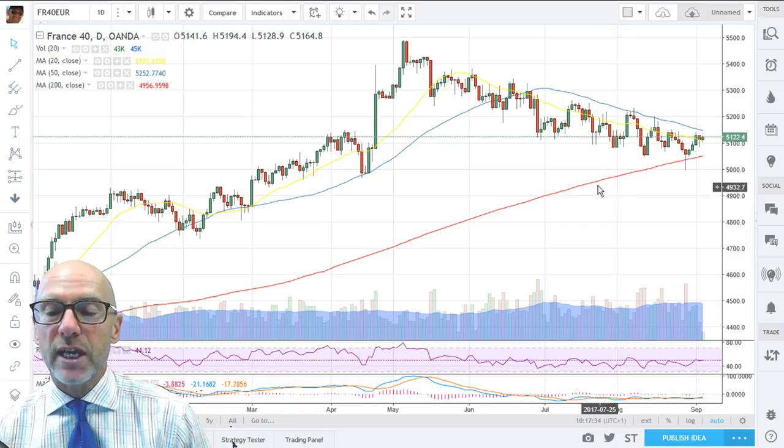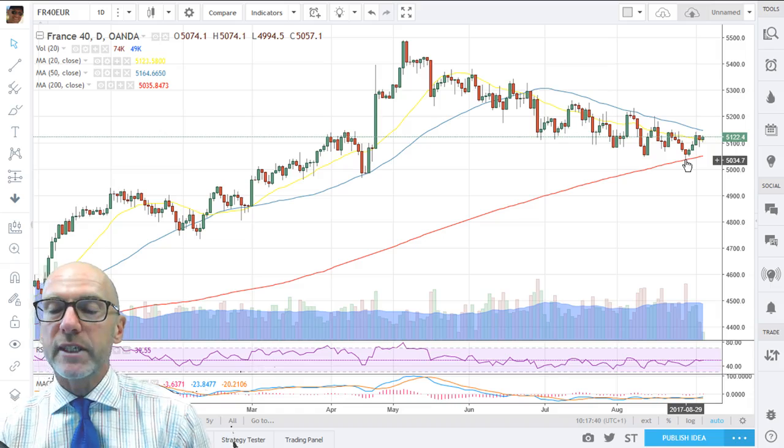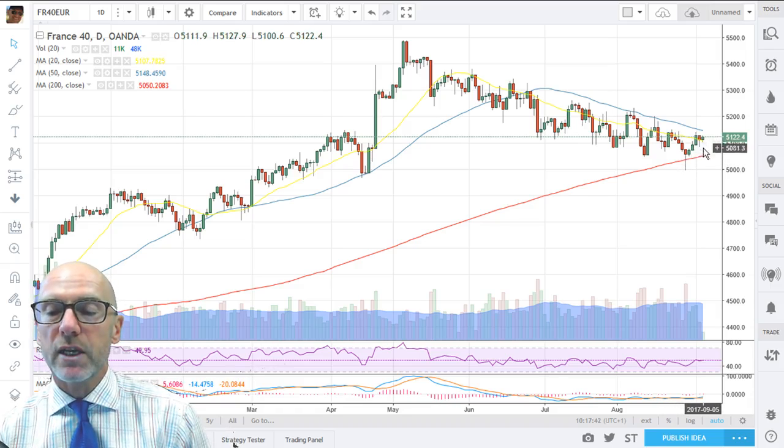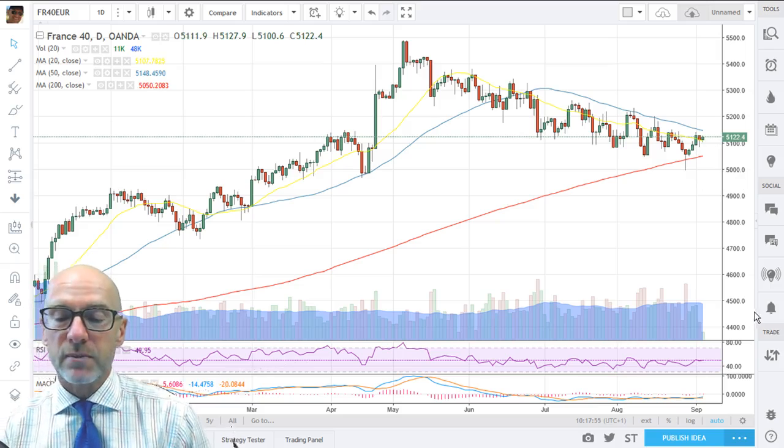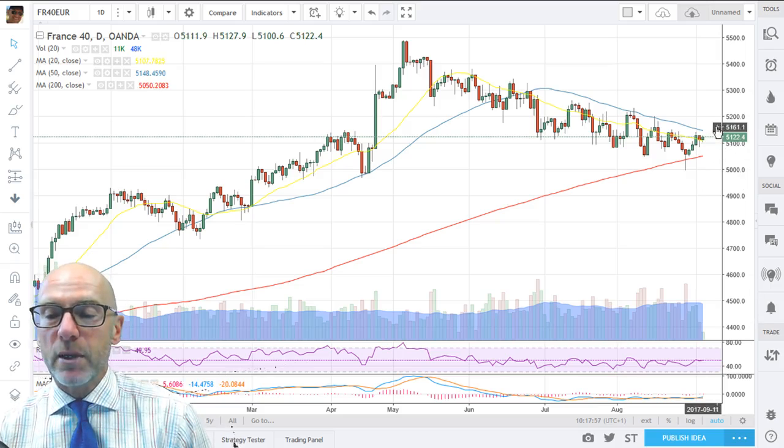To the downside, you can see this uptrend in the 200-day moving average. That did give support on the 29th of August, which was positive. And so that's the lower boundary of this downtrend, of course. But below there, the low of that 29th of August, about 5,000, would be the key level to the downside. Are we going to get an imminent break?